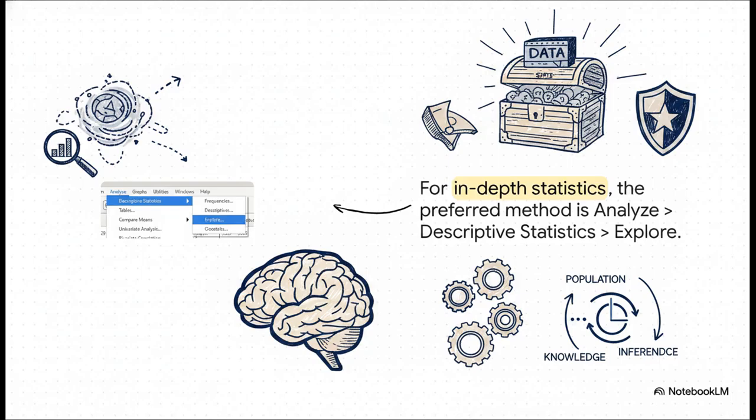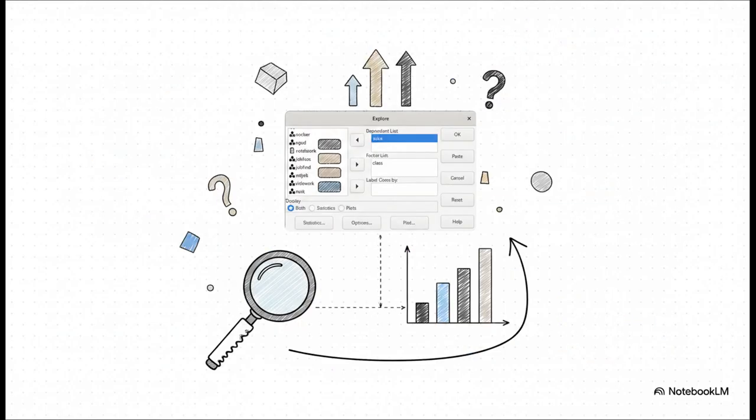Now, when you open the menu, you're going to see a few different options. But here's a pro tip. Just trust me on this one. For the most complete, most powerful, most useful set of stats, you almost always want to use the Explore command. It gives you pretty much everything you need all in one go. And using it is pretty simple.